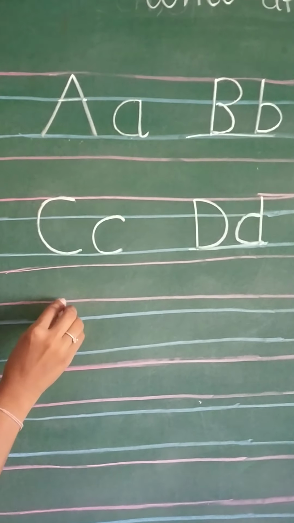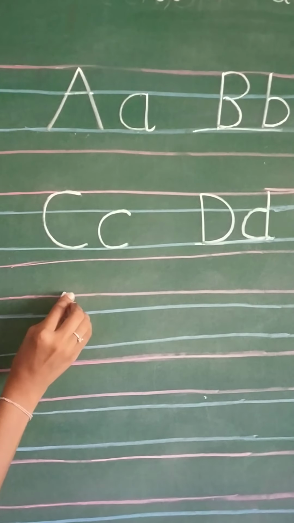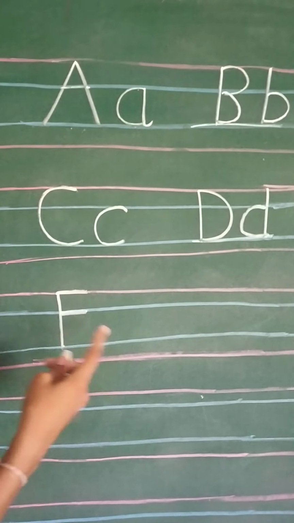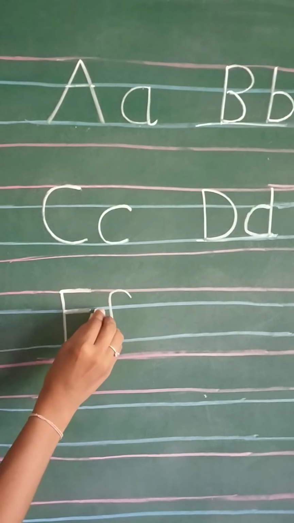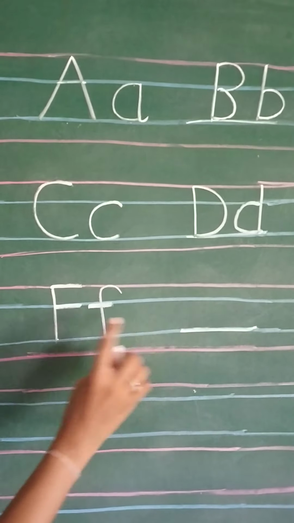Now in the next line. Okay, right here. F. Standing line. Sweeping line. Sweeping line. Which letter is this? Capital F. Now small f. Curve. Standing line and sweeping line. Now F after which letter, children?